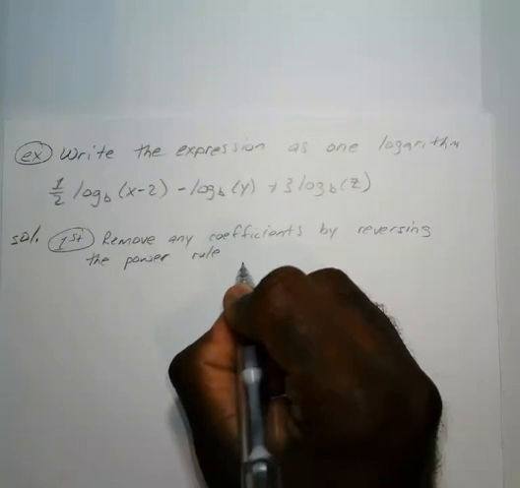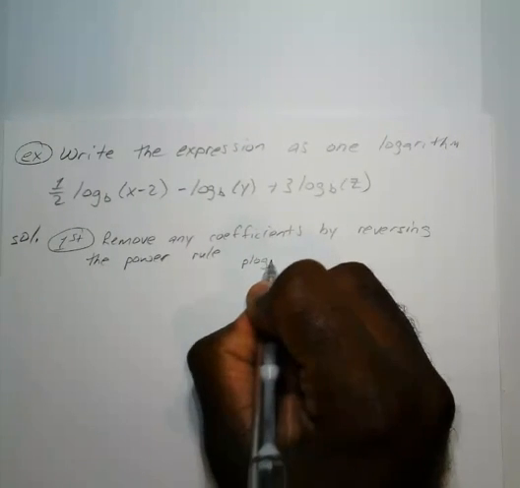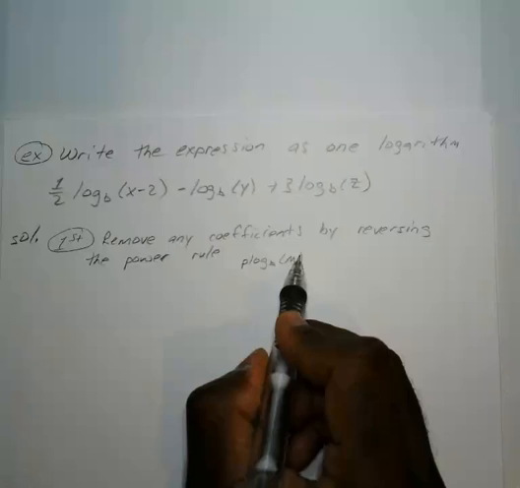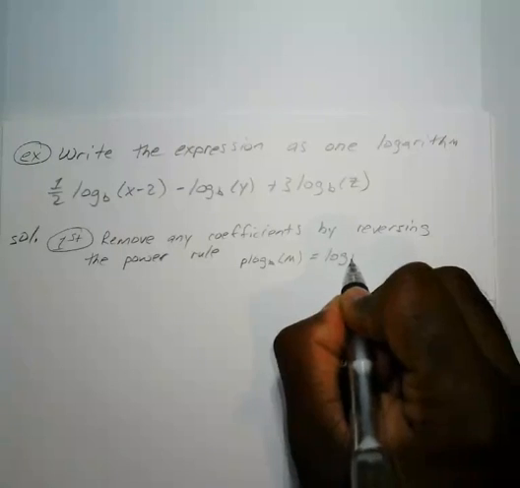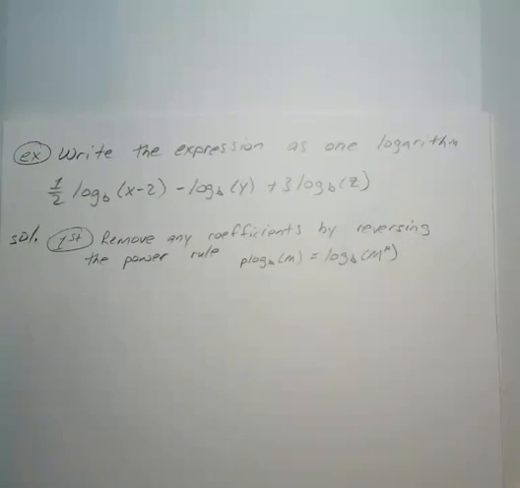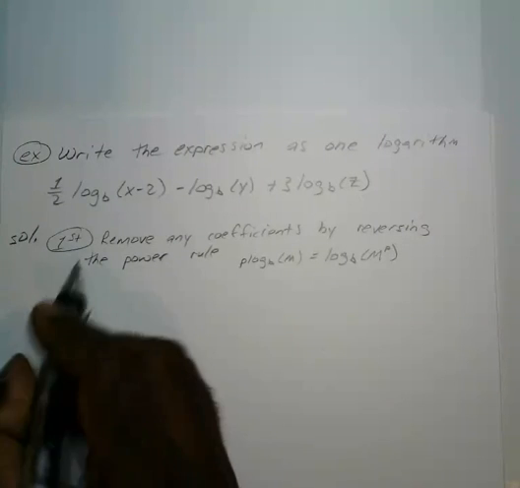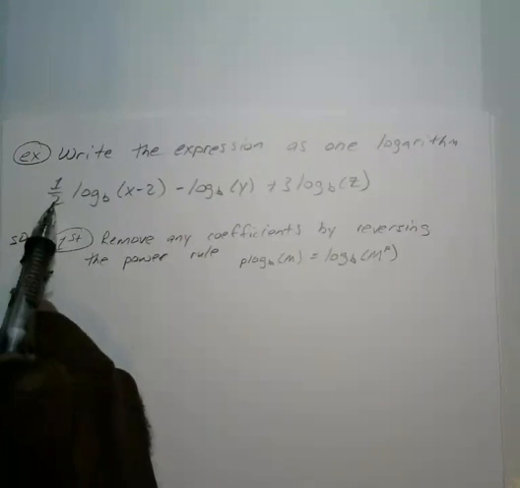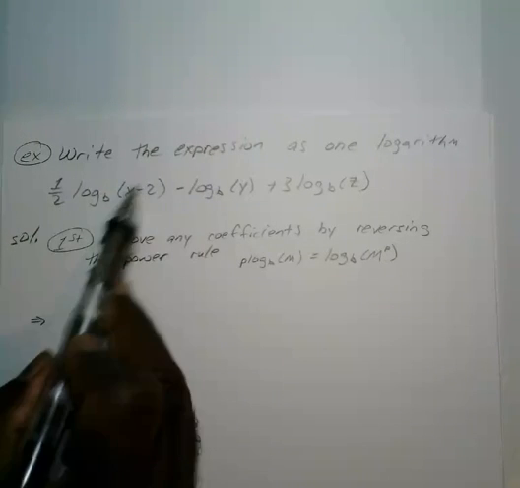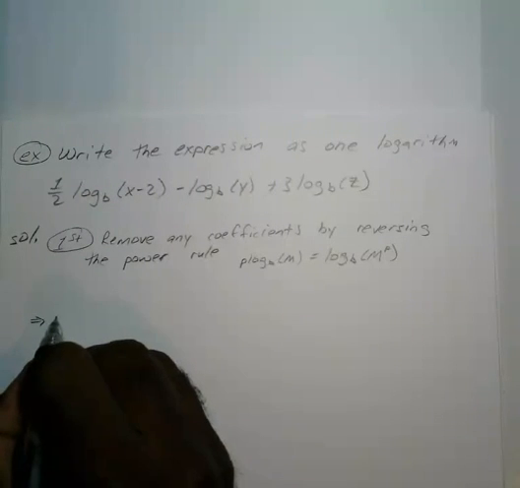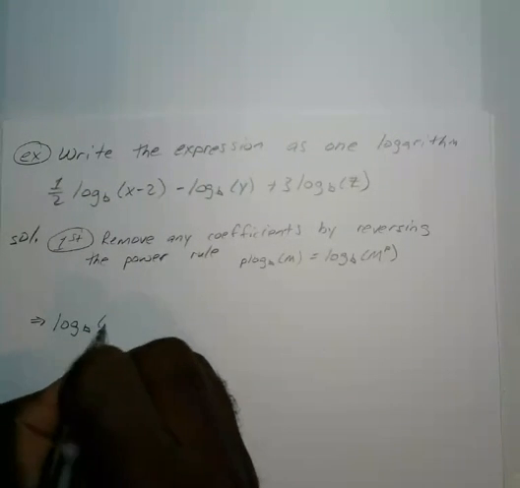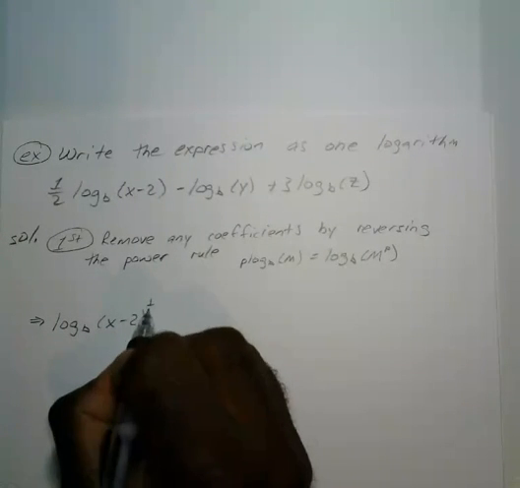Okay, and all that means is that if you have p times log base b of m, instead of getting that exponent and bringing it down, you just get that exponent, take it back up. So that's log base b of m to the power of p. Okay, so all we did was get the power rule and we kind of flipped it around. All right. So any coefficient, which is just the numerical value in front, we're going to move that up as an exponent. So instead of 1/2 times that log base b of x minus 2, we're going to get log base b of x minus 2 to the 1/2 power.